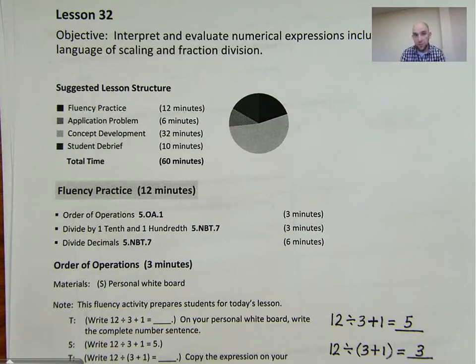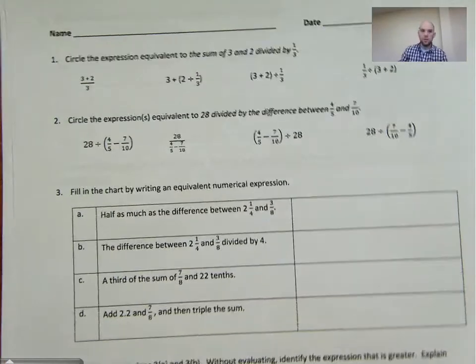This is 5th grade math module 4, lesson 32. We're going to interpret and evaluate numerical expressions, including the language of scaling and fractional division. So basically what that means is we're going to be turning words and phrases into equations and vice versa. So I'll show you a little bit kind of what I mean here.